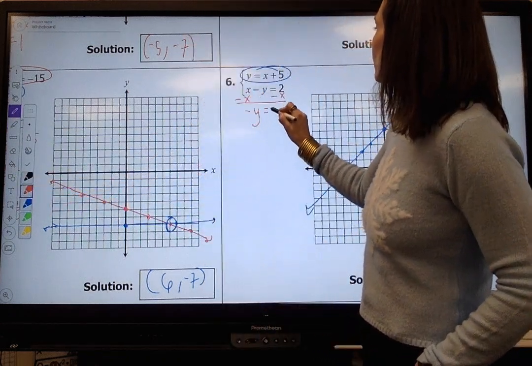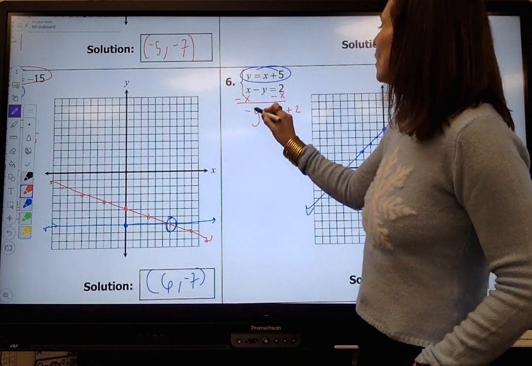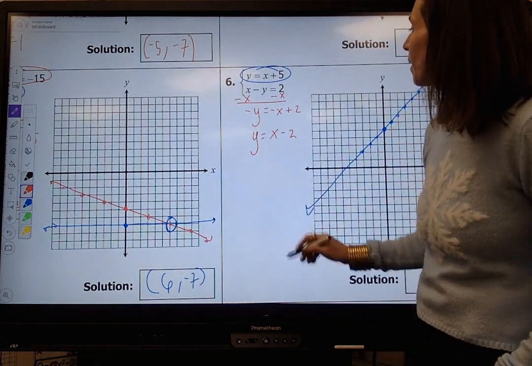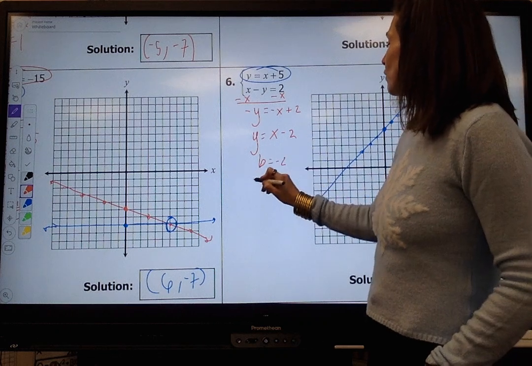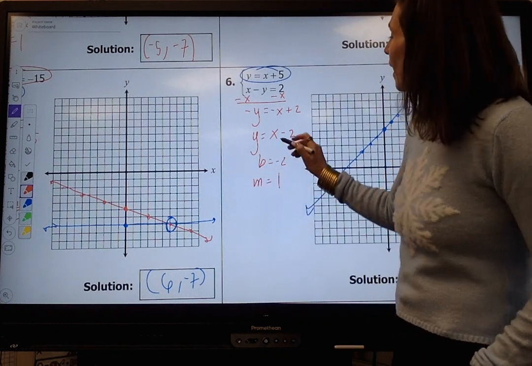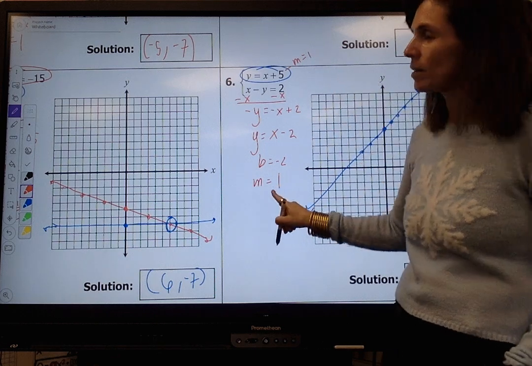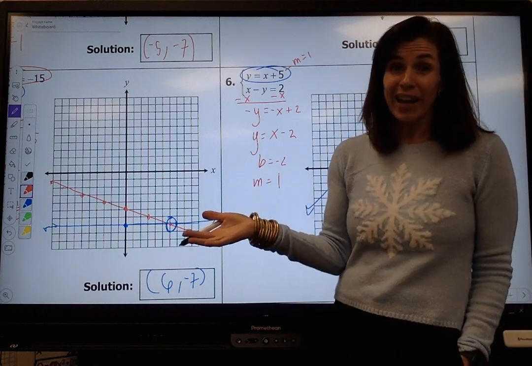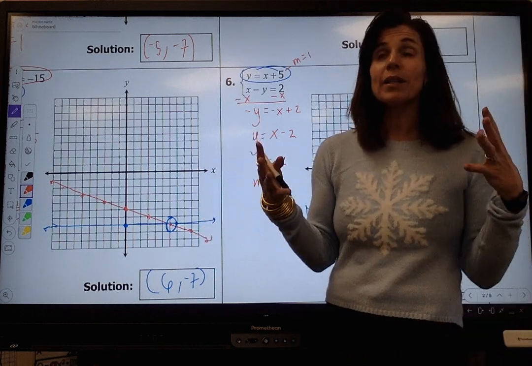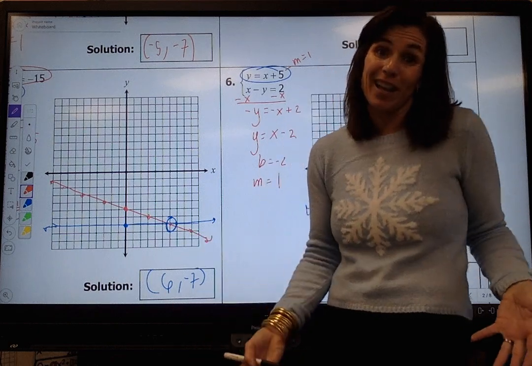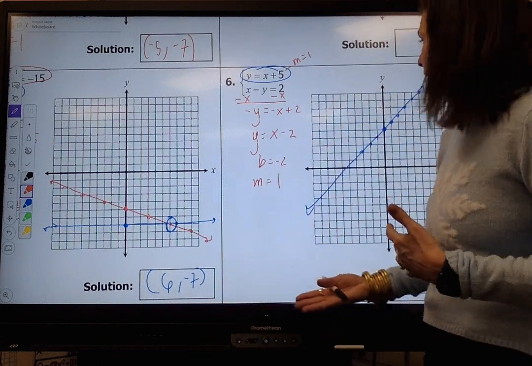So negative y equals negative x plus 2. My y is negative, so now I'm going to do the opposite of everything. And I get my beginning point's negative 2, and my slope is 1. Now, look at this. We set up here that our slope is 1, and my slope is 1 here. So right away, parallel lines have the same slope. So if my slope is the same, I'm going to graph parallel lines. So it's a way to check my answer.